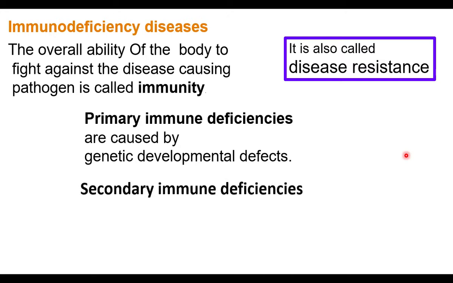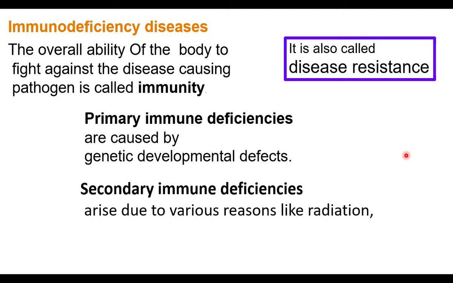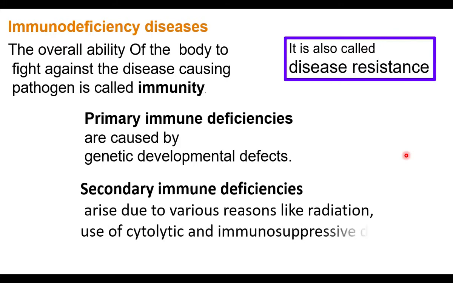Secondary immunodeficiencies are due to various reasons. Radiation is one of the reasons. The radiation reduces the immune response. Use of cytolytic and immunosuppressive drugs also reduces immunity. Infections also reduce immunity. Especially the HIV infection causes immunodeficiency diseases.